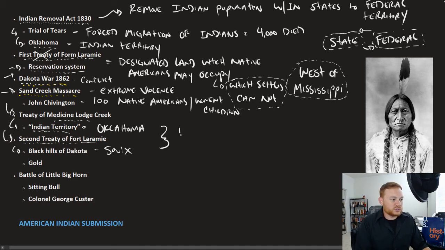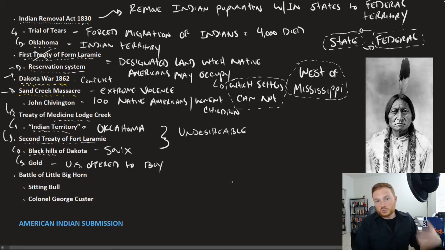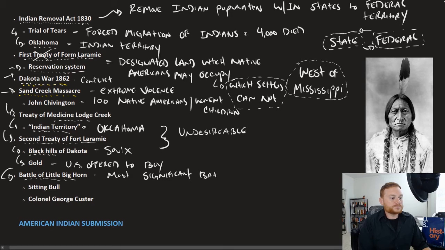So right here, these were generally undesirable lands. However, when gold was discovered in the Black Hills, the U.S. offered to buy. And when the Indians refused to sell the land, which now had gold on it, that's when the clashes started. The Battle of Little Bighorn is probably the most significant battle in what were just generally called the Indian Wars. Right, all these various clashes were called the Indian Wars.